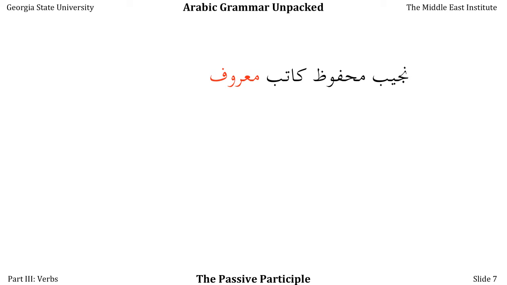The verb hafidha means to preserve something, so Mahfouz really means something that has been preserved. It's just his last name here, but it happens to be an example of the same sort of word.